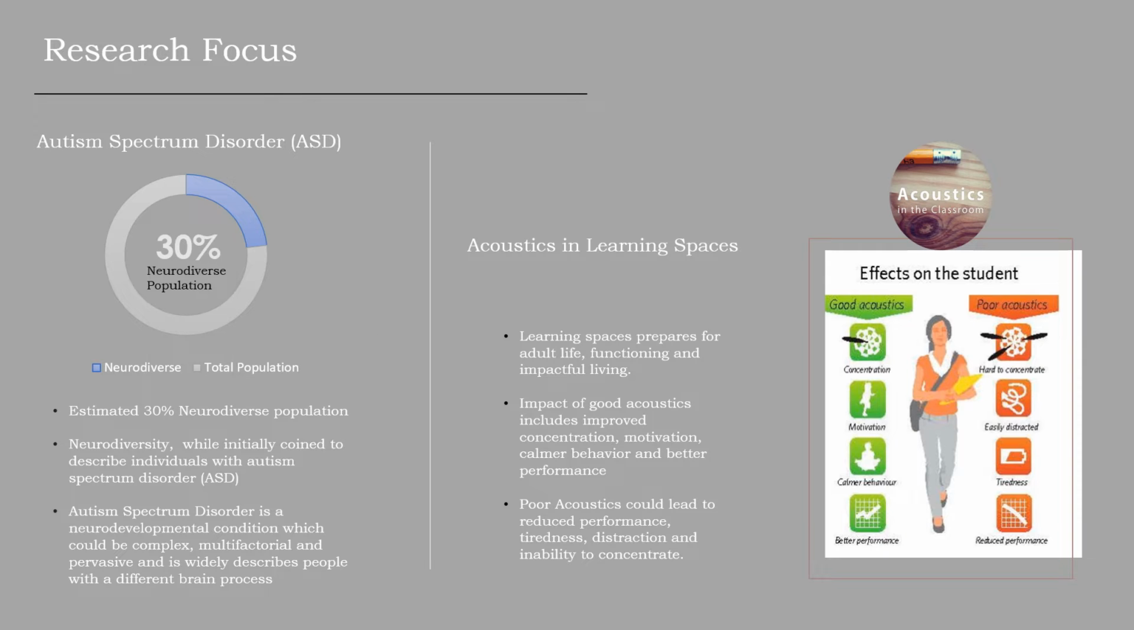30% of the population is currently considered neurodiverse. Neurodiversity was the initial coined term to describe autism spectrum disorder, although this has been expanded currently to include ADHD and other disorders as well. And what is autism spectrum disorder? It is a neurodevelopmental condition which could be complex, multifactorial, and pervasive, but describes people with a different brain process.